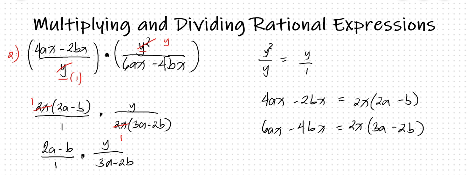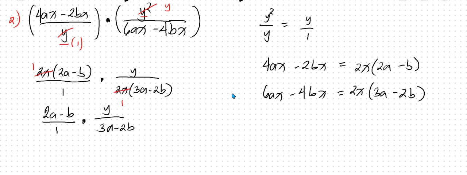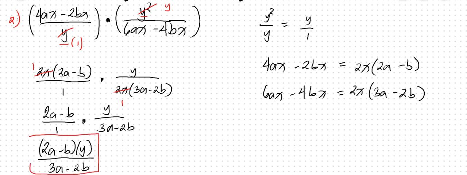Then after that, just simply multiply numerator to numerator and then denominator to denominator. 2a minus b times y all over 1 times 3a minus 2b, that is 3a minus 2b. And this will be our final answer. Alright, so let us now proceed to the next example.